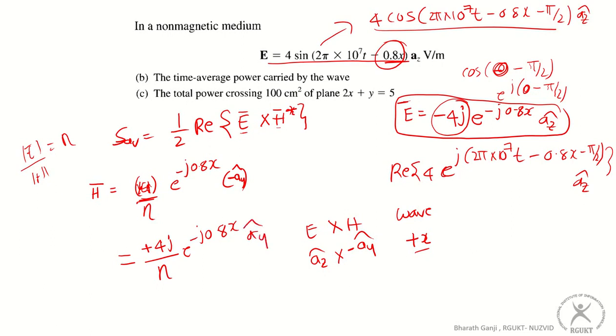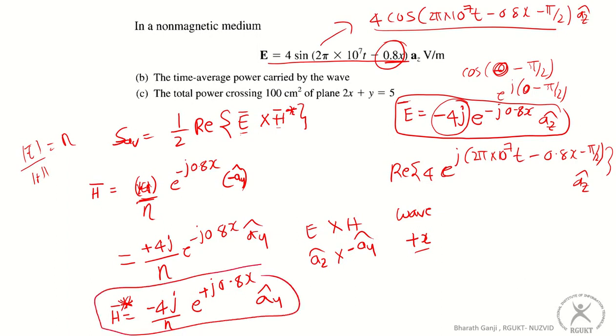So what we'll do is, to calculate power, you have the electric field, you have the magnetic field. Take the conjugate of it. The magnetic field conjugate is simply minus 4j by eta, e power plus j 0.8 x, ay cap. This is H conjugate. So once you have H conjugate, you have the electric field. We do the cross product between these two. What is the cross product of Az cross Ay? Az cross Ay gives you a minus X.